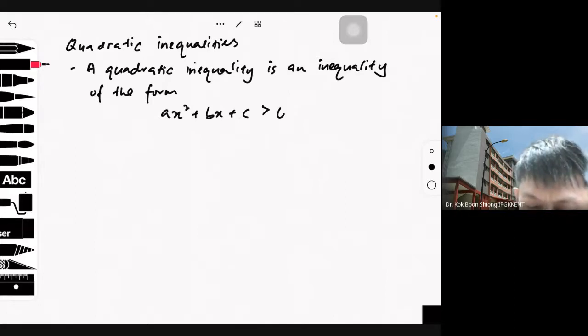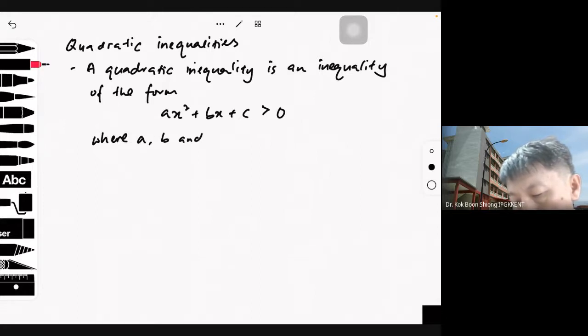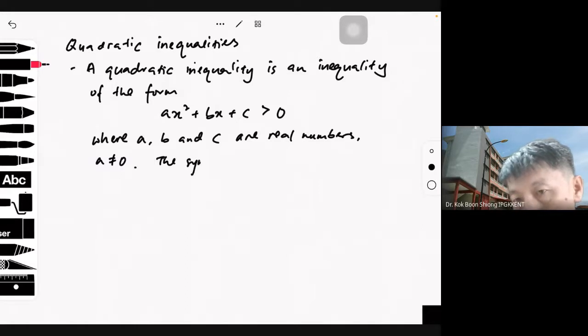Where a, b, and c are real numbers, and one more condition, where a cannot be equal to 0. So the symbol used here can be smaller, larger or equal, or smaller or equal.